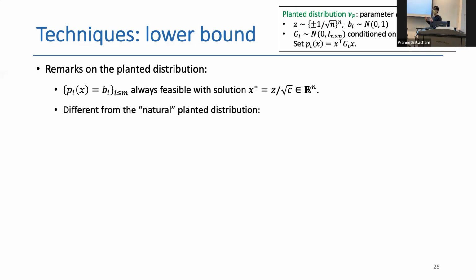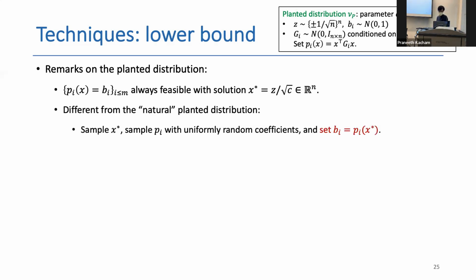It's natural because it's probably the first distribution you'd think of when you encounter this problem. First you sample X star, and you sample p_i with uniformly random coefficients. Then you set the right-hand side b_i to be p_i of X star. This is pretty natural. It turns out this is actually easy to distinguish from the random polynomial system, and X star can be recovered roughly at the information theoretic threshold. So it's easy to distinguish, and it doesn't work for our lower bound.